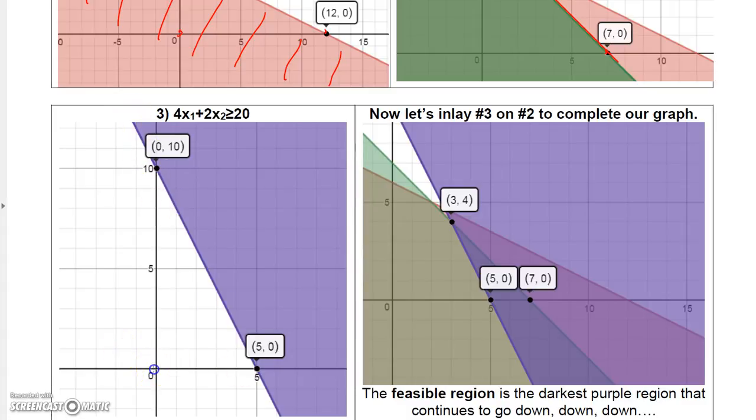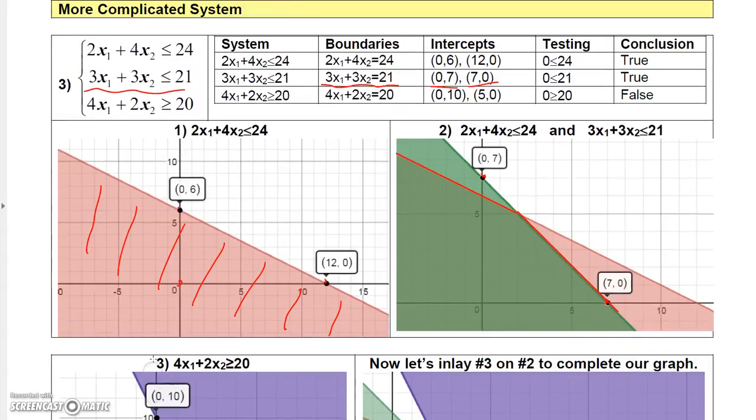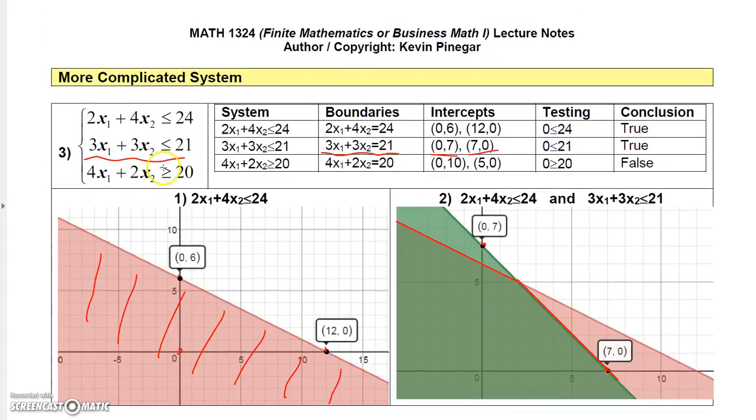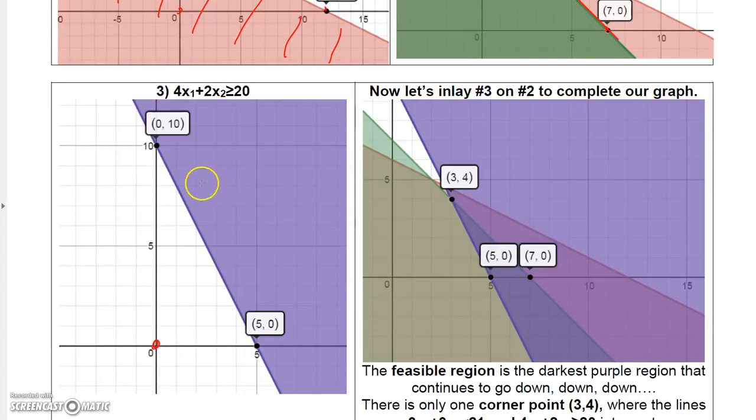And notice when I test (0, 0) for this one, since it's a greater than, it's going to do something different. I'm actually going to get a false statement. So that means I have to shade everything on the other side of the line. So that would be this region out here, and so then I shade that region.